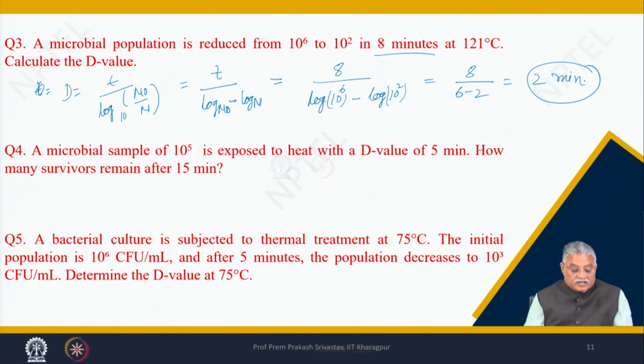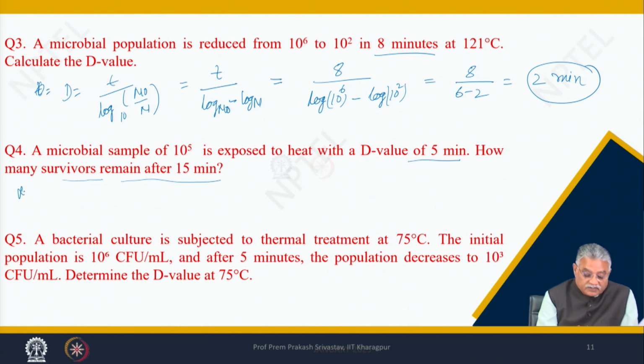In another example, a microbial sample of 10 to the power 5 is exposed to heat with a d value of 5 minutes. How many survivors remain after 15 minutes? This can also be solved in the same fashion. Here n0 is given as 10 to the power 5, d value is given as 5 minutes, and t is also given, that is 15 minutes.